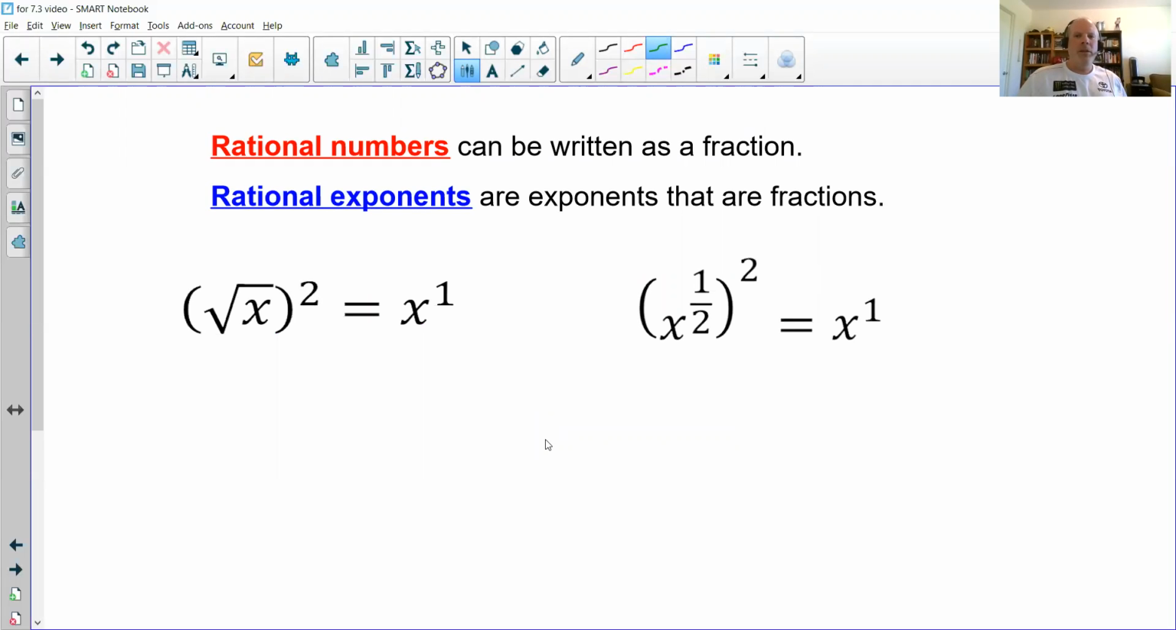So first of all, you'd probably agree with me if I told you that the square root of x squared equals x, because the square root of x squared is square root of x times square root of x, which equals x, or x to the 1. You would likewise probably agree that if we use the power to a power rule, x raised to the 1/2 power squared would equal x to the 1, because we would multiply the two exponents, and 1/2 times 2 is half of 2, which is 1.